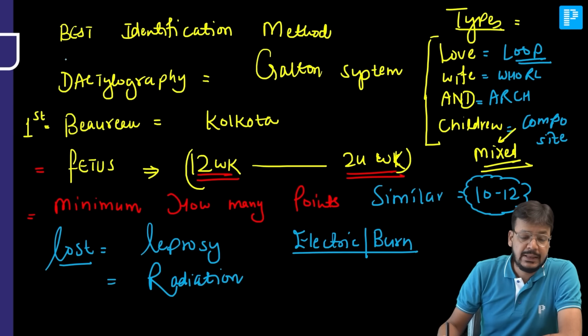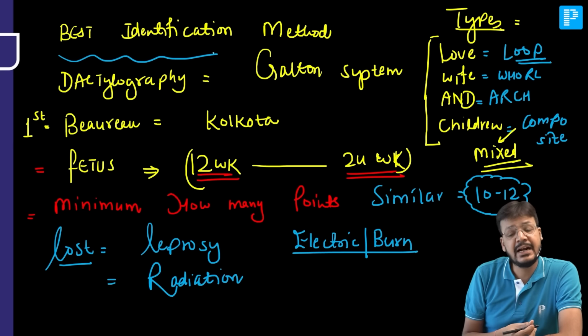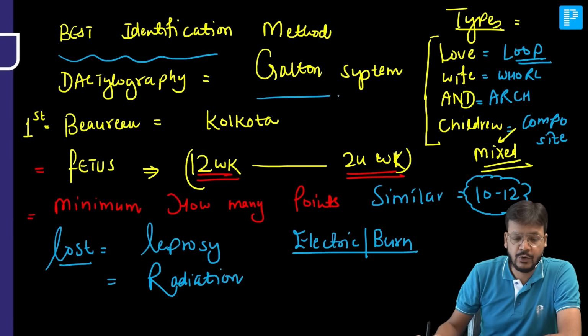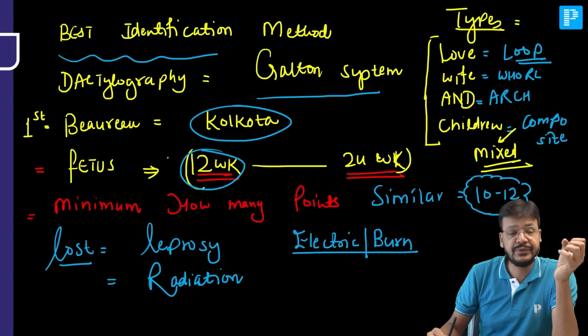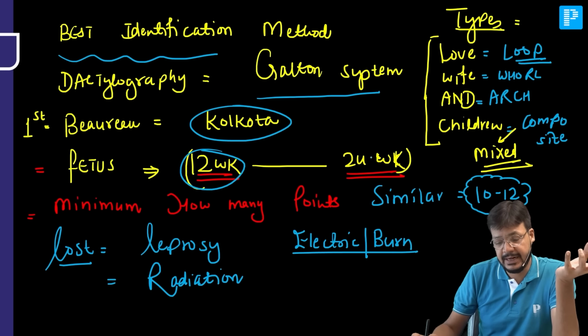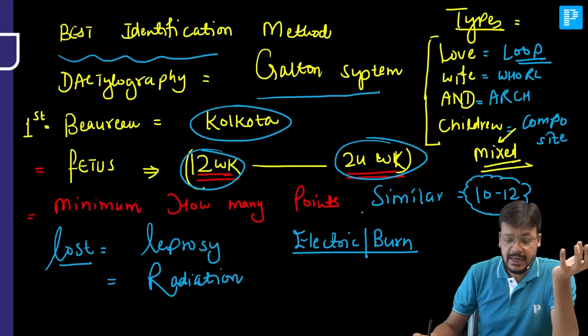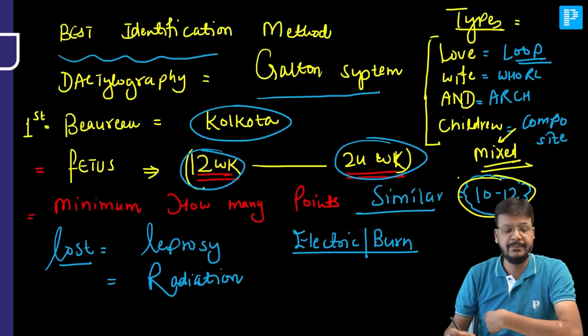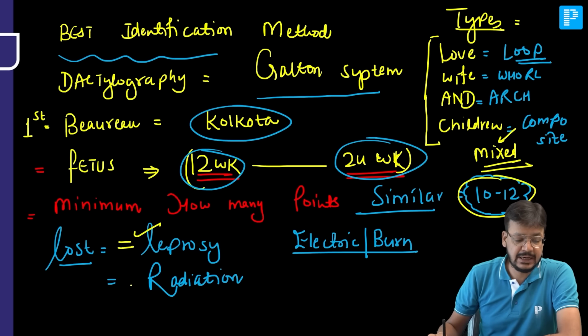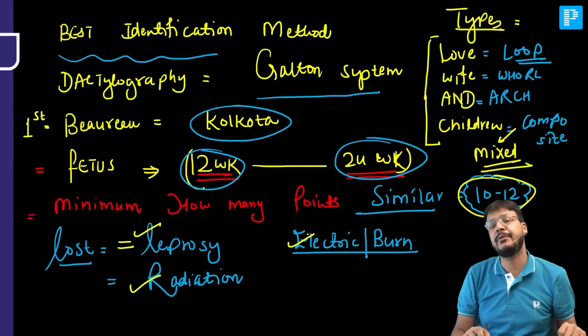Now, the best method for criminal identification is fingerprint. Dactylography is also known as the Galton system. The first fingerprint bureau was established in Kolkata. Fetal fingerprints start forming at 12 weeks and complete by 24 weeks. Minimum how many points should be similar for fingerprint matching? That should be 10 to 12. Fingerprints are lost in leprosy, radiation and electric burns.